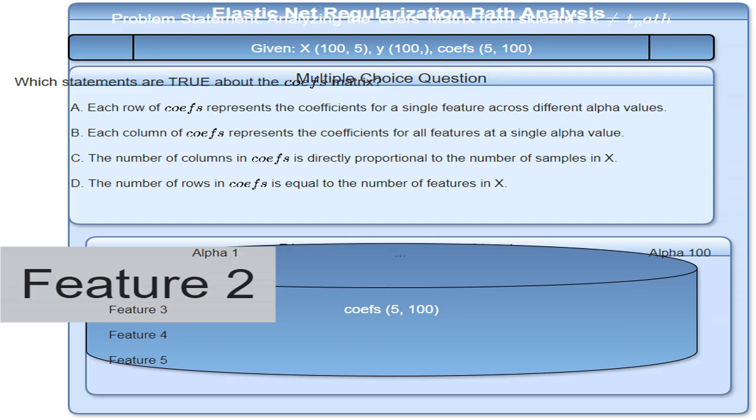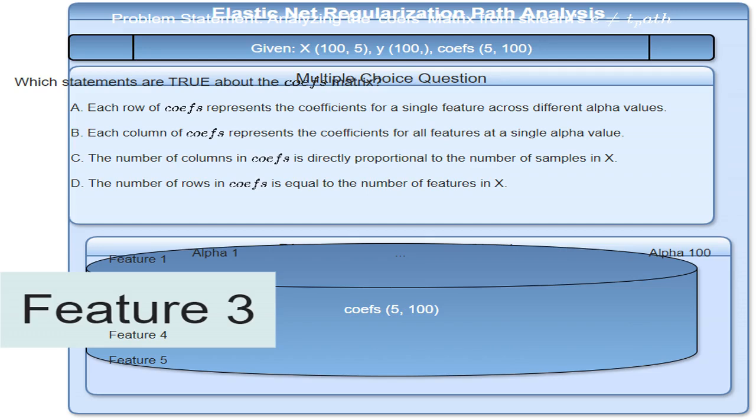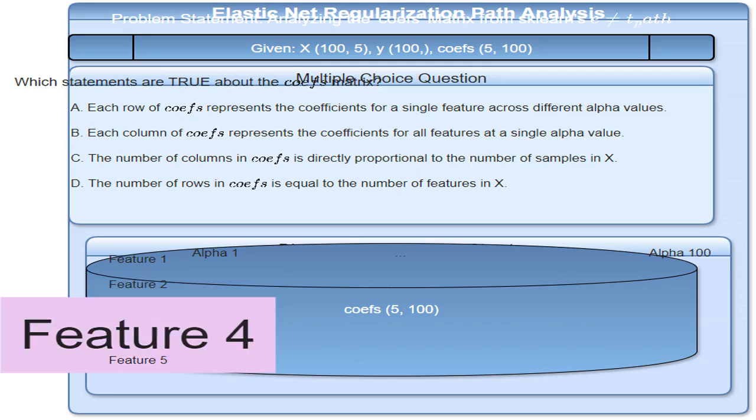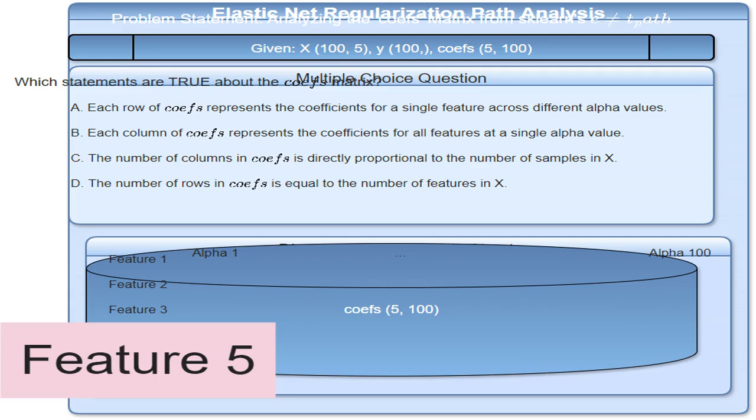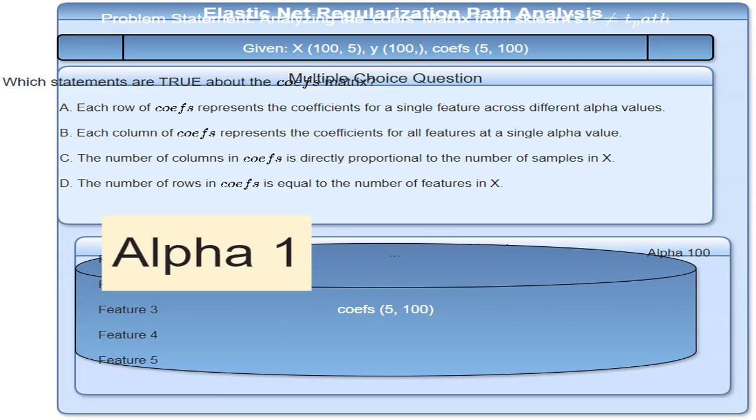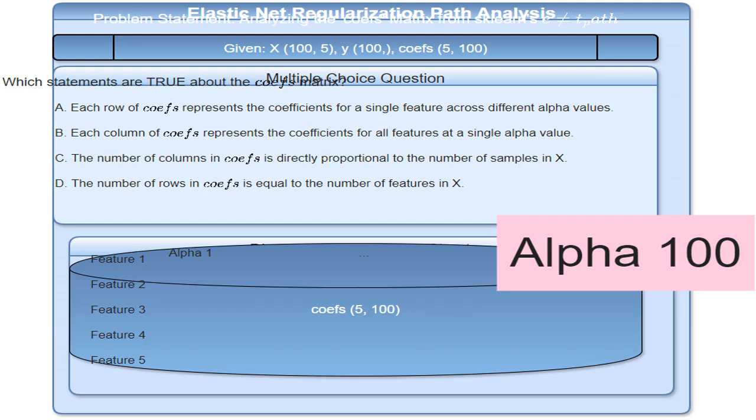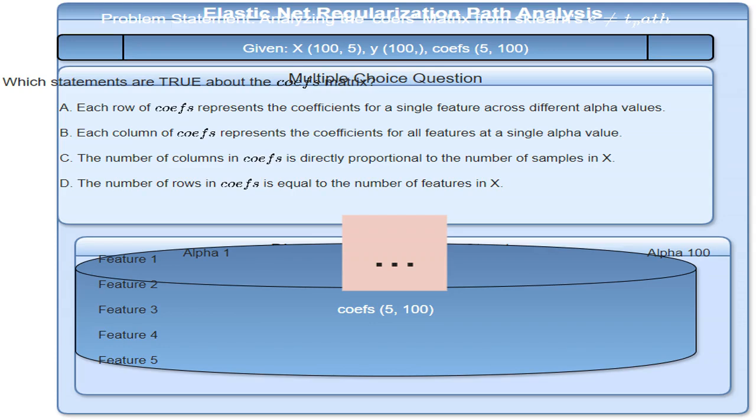This row represents the coefficients for the second feature across all alpha values. Similar to the previous ones, this row shows the coefficients for the third feature, each value corresponding to a different alpha value. The coefficients for the fourth feature are here. The fifth feature's coefficients are shown here. Each column in COFs represents the coefficients for all features at a particular alpha value. This column shows those coefficients for alpha equals 1. This is the coefficient for all features at alpha equals 100. The ellipsis indicates that there are 98 other columns, each representing the coefficients for all features at a different alpha value.